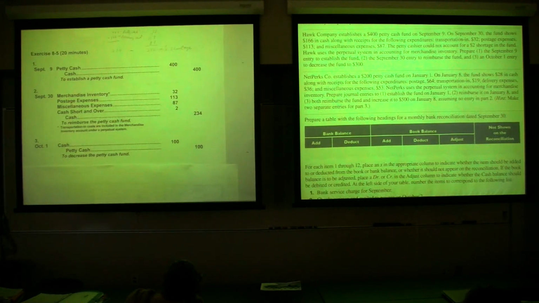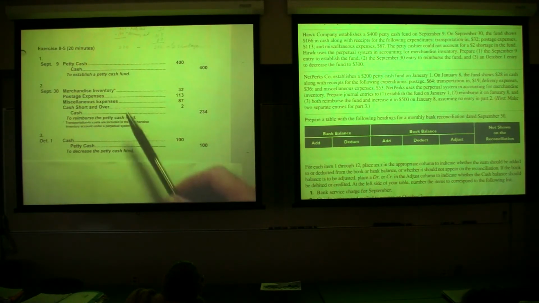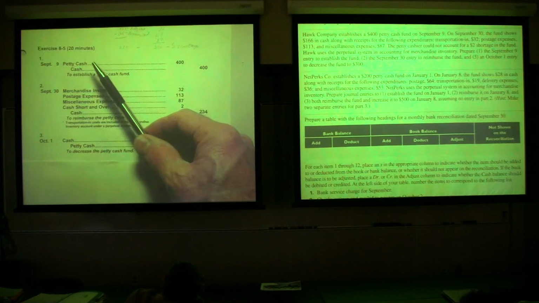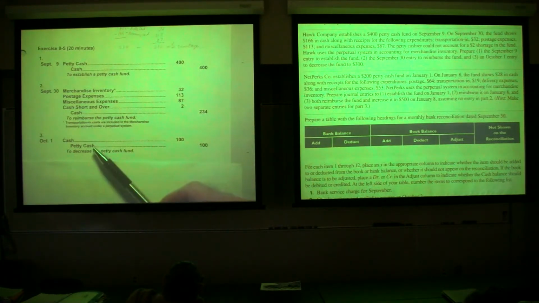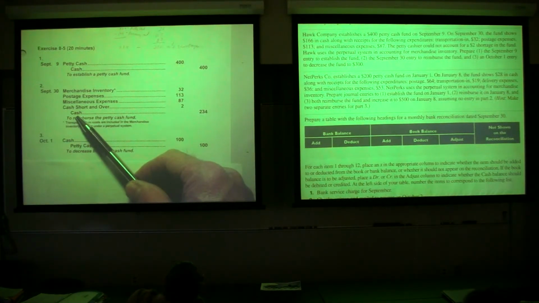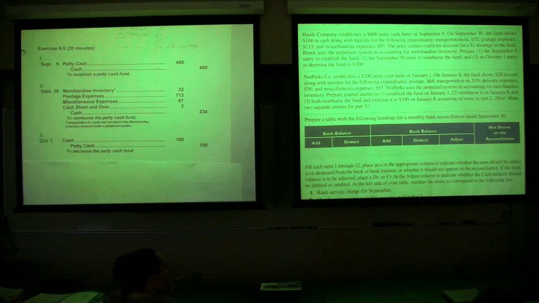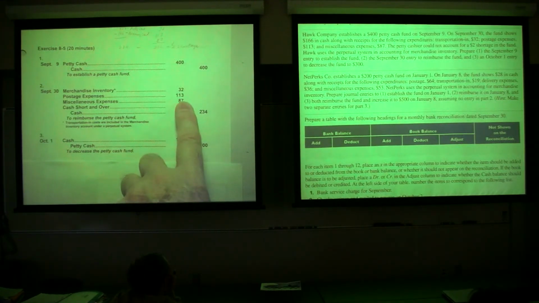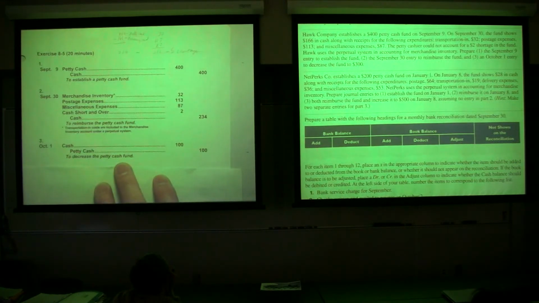So what's really important to remember is that the only time the petty cash account is used is when you establish it, when you change the amount, or if you decide to discontinue. When you replenish it, you credit cash. What you're doing is you're accounting for the cash that you spent. You spent this cash, and here's where it went. And then the total of the receipts plus the remaining cash should equal the balance of the account. If it doesn't, then you need to adjust with cash short and over.